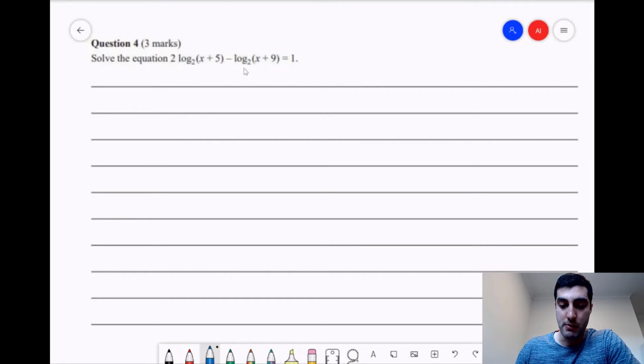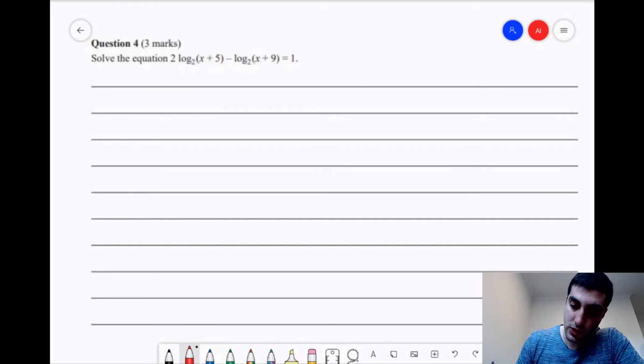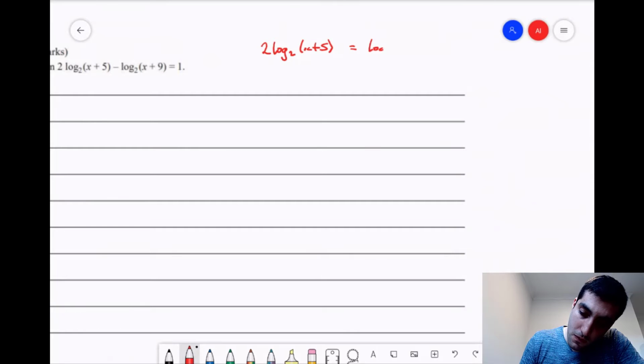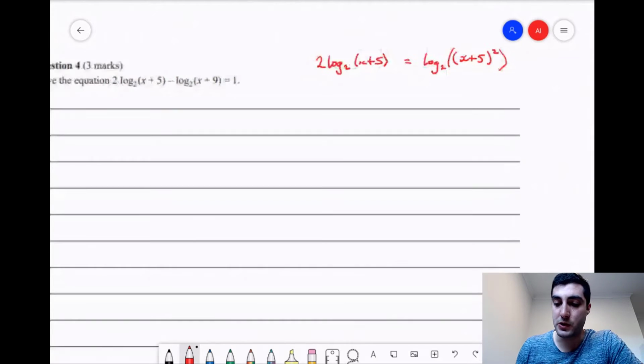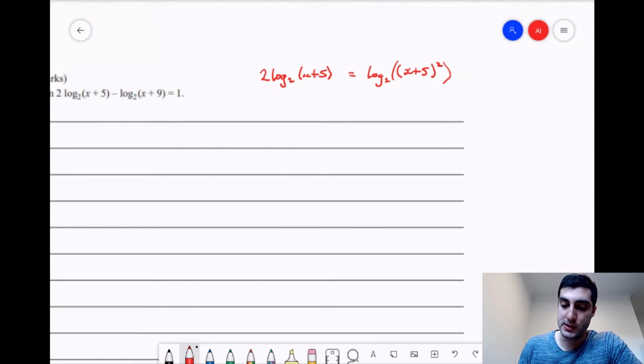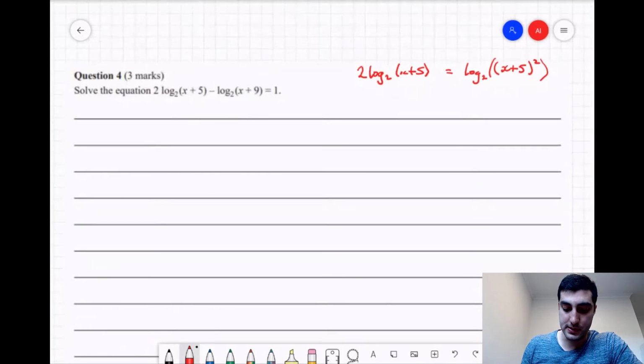So we can do that. The other rule you should keep in mind, not relevant to this question, is that if this was a plus, then we'd do the same thing but instead of dividing, we'd be multiplying what's in the brackets. The other rule you might recall, I'll write this off to the side, is that 2 log base 2 of (x + 5) can also be written as log base 2 of (x + 5) squared. We should really put brackets in there to differentiate between squaring the whole log and squaring what's inside the log. Hopefully that's nice and clear.